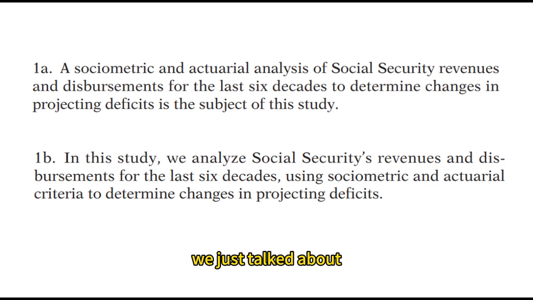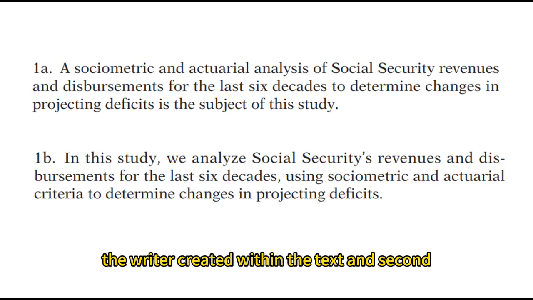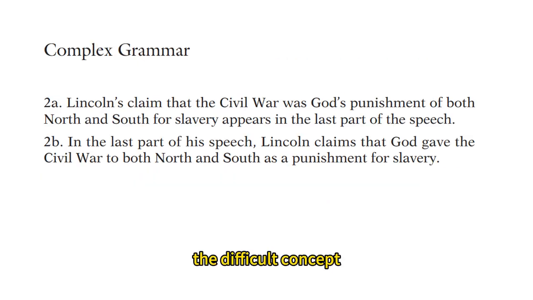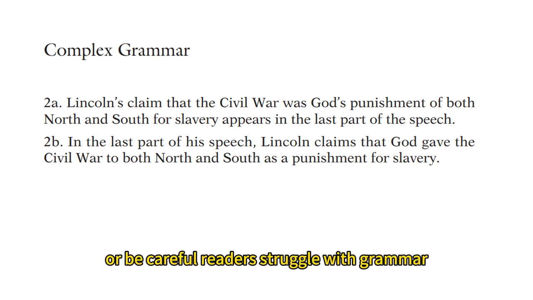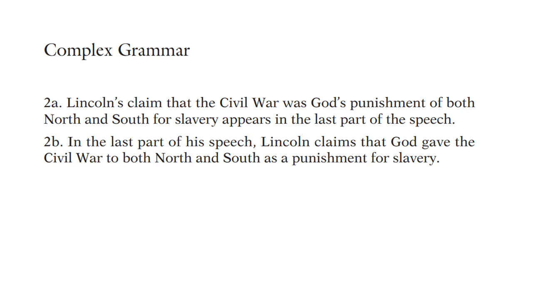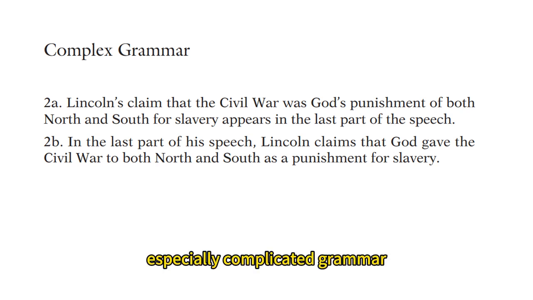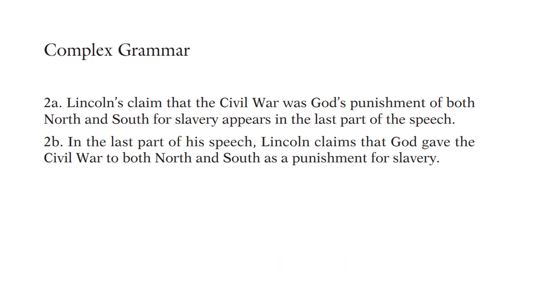With the example we just talked about, we should by now know that a reader struggles with the first complex grammar the writer created within the text. And second, the difficult concepts, difficult ideas. Just now I called them the technicality part of a text, or technical terms, sometimes they're also called jargon, so be careful. Readers struggle with grammar, especially complicated constructions, and then complicated ideas.